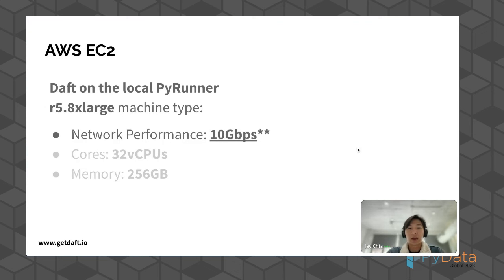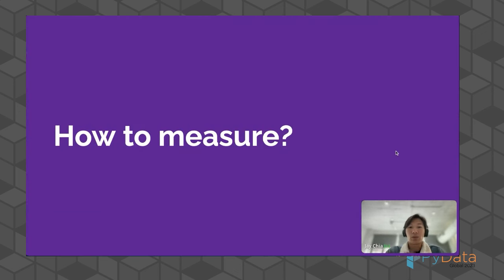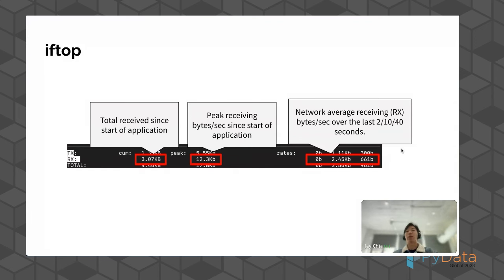One last thing, just to help people orient around all the tools we're using: I'm going to be using a tool called iftop, which when you run it will tell you information such as the total amount of data received since the start of iftop, the peak bandwidth since the start, and also the average receiving bandwidth over the last 2, 10, and 40 seconds. I'll be referring to these numbers quite a bit as we go through the demo, because we'll be able to see how much data is actually flowing through the network on that machine.